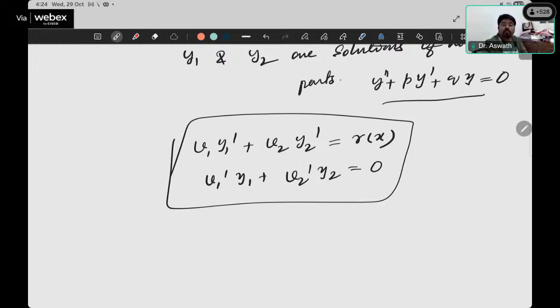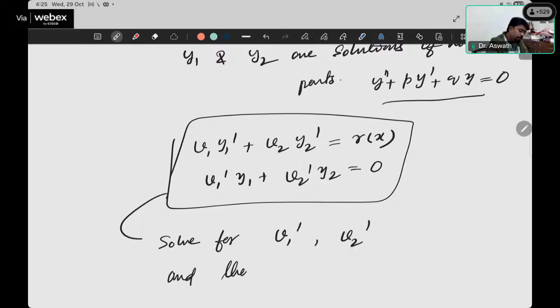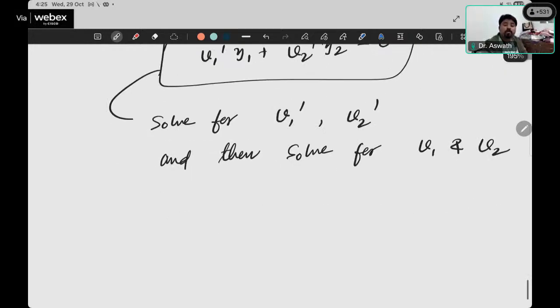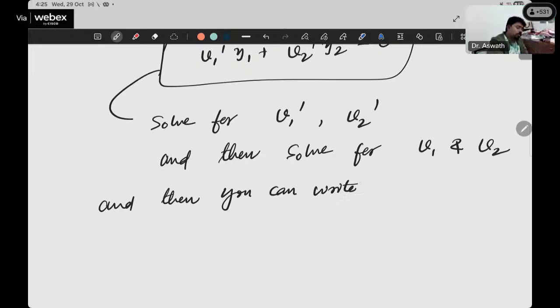So I need to find V1, V2. I just want to find only V1, V2. First of all, I'll find in terms of V1 dash and V2 dash. Then I can go on to solve for V1 dash and V2 dash, and then solve for V1 and V2. By the moment you get V1 and V2, you can get the actual solution, and then you can write the actual solution.